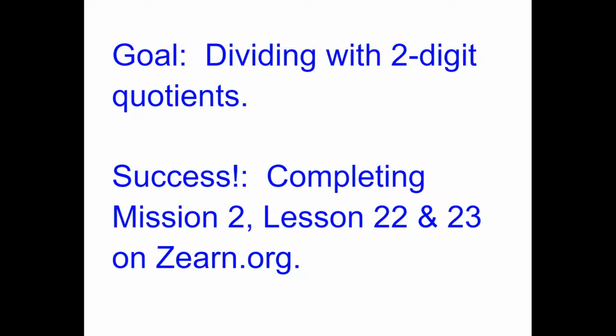In this lesson, we will be dividing 3 and 4-digit numbers in which the quotient or answer will have 2 or more digits. This is also called long division. We will know we have been successful when we have completed Mission 2, Lessons 22 and 23 on Zearn.org.